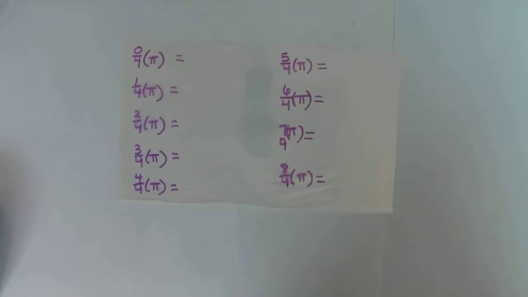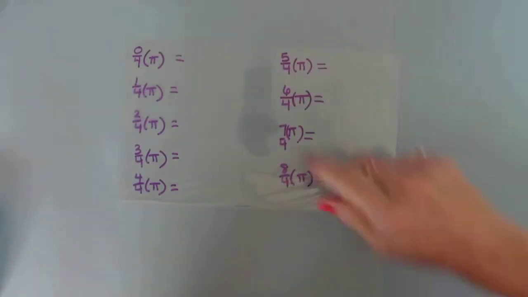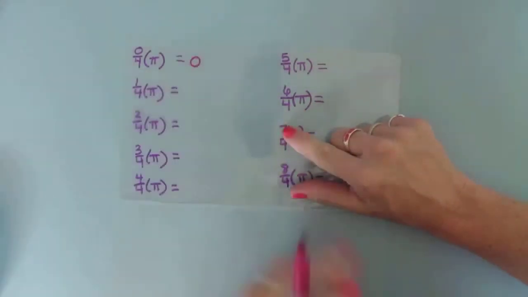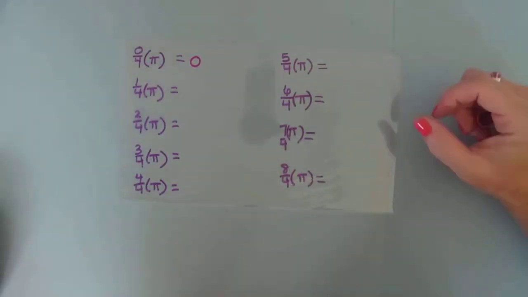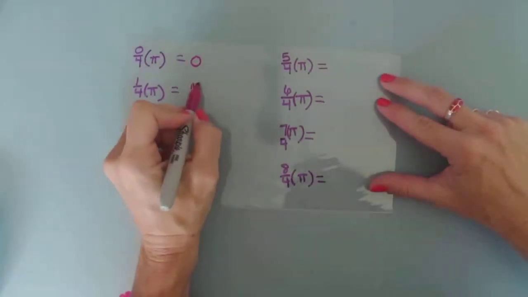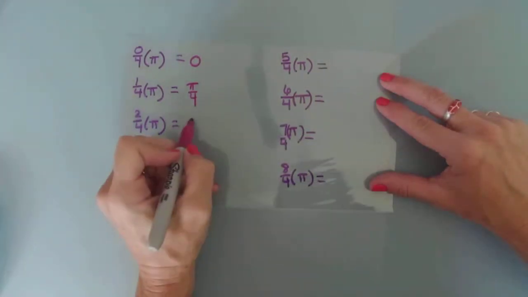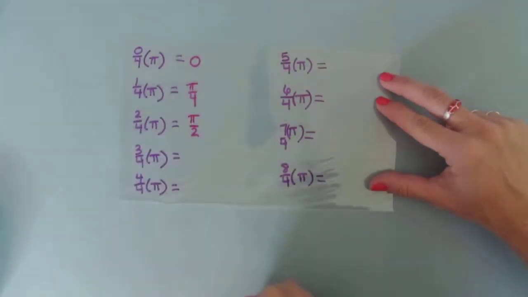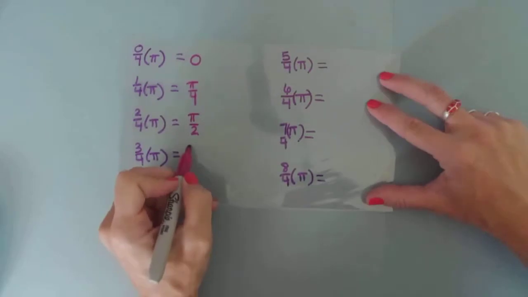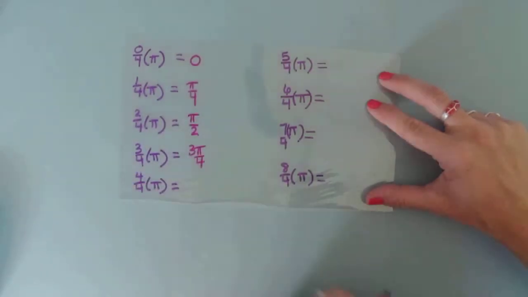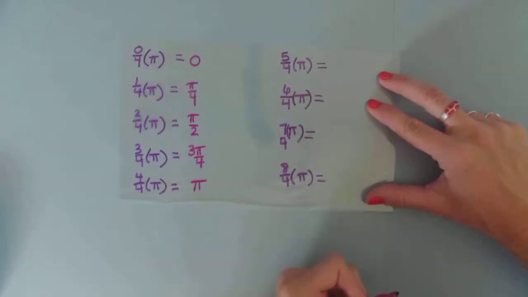So again, with the quarters, 0/4 of pi is 0 radians. 1/4 of pi is pi over 4 radians. 2/4 of pi, or 1/2 of pi, is pi over 2 radians. 3/4 of pi is 3 pi over 4. 4/4 of pi is like taking 1 times pi, so that's just pi.